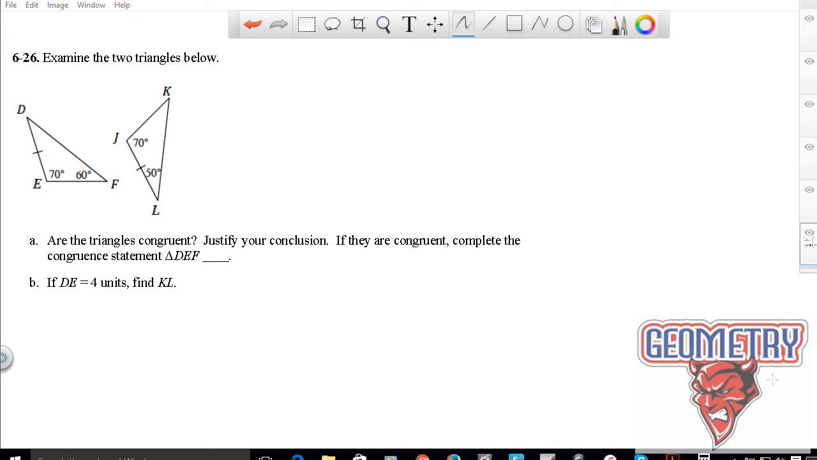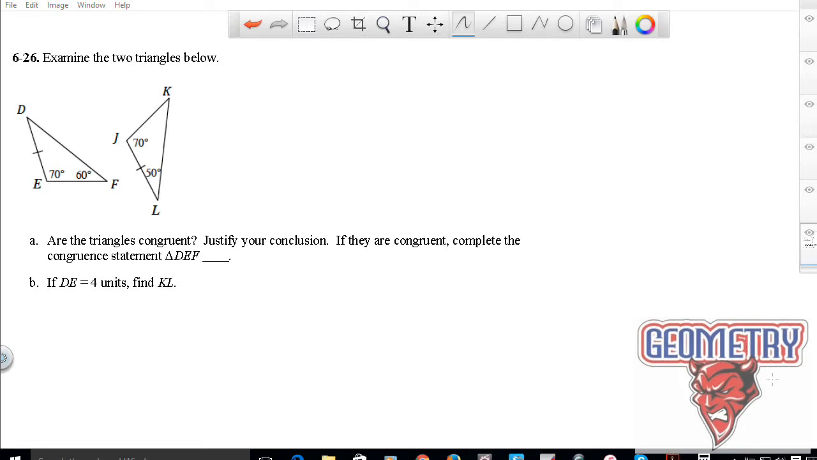Okay, here we are with our geometry videos for chapter 6. This is number 26. And we're asked to determine if the two triangles given are congruent or not. And we have to explain why, if they are, and then complete the congruent statement. And ultimately, maybe use that idea to find the missing value.